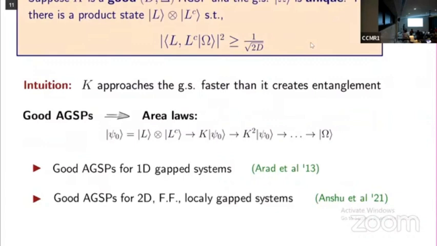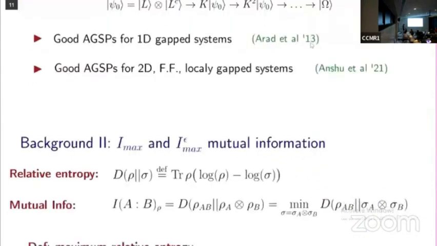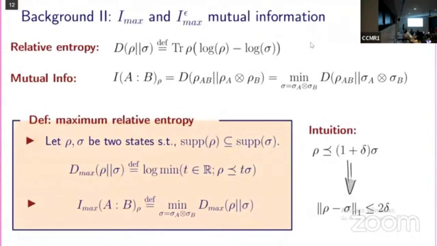So using these frameworks, we were able to construct good AGSP in the 1D case, and in the 2D case under extra conditions, and hence these results followed. Okay, so this is the AGSP framework that I'm going to use.